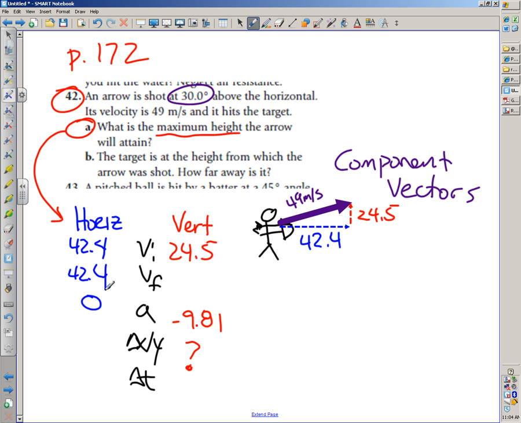Let's do it. Alright, so finding the component vectors, we see that the initial vertical velocity is 24.5, the initial horizontal velocity is 42.4. This is in the upward direction, so that's positive. The acceleration from gravity pulling it downward is in the negative direction. In this case, because we're looking for maximum height, we can say that the final vertical velocity is equal to 0. Once we do that, now we've got three things over on the vertical side. We can solve for delta Y.